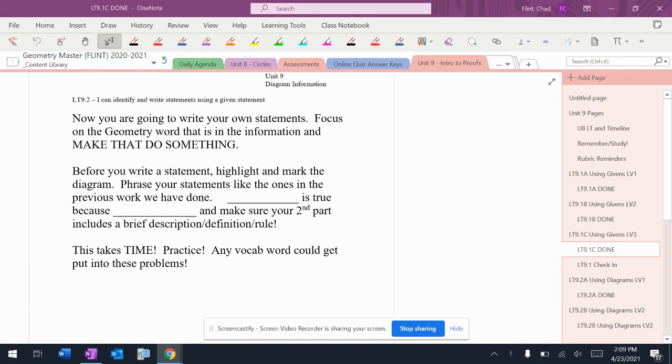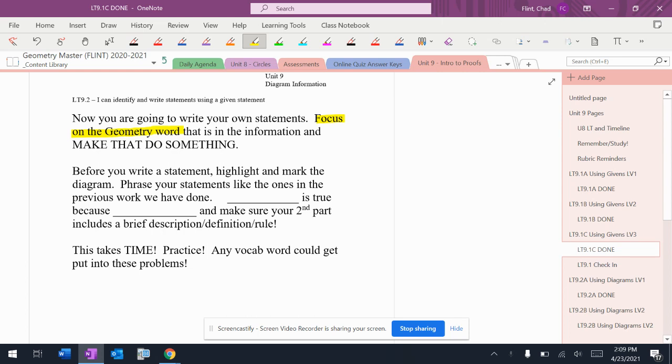So here's the deal. We're going to actually write some of these statements ourselves now. They'll start out a little easier. They'll work their way up to something a little harder. The key to this is focusing on the vocabulary. Do you know what the word means? And then can you apply it to the picture? So focus on the geometry word.